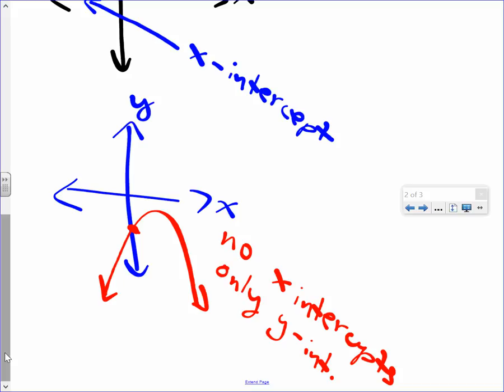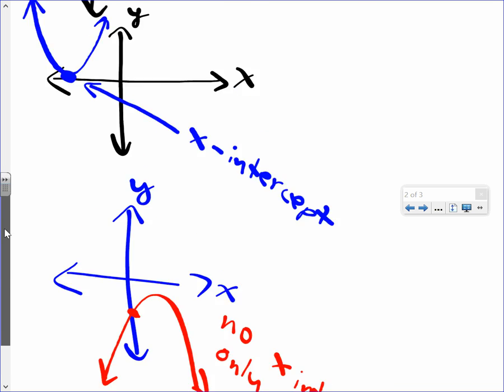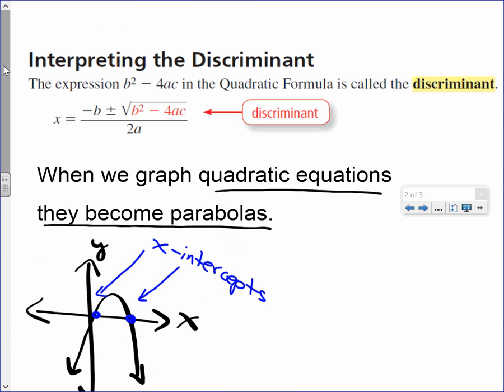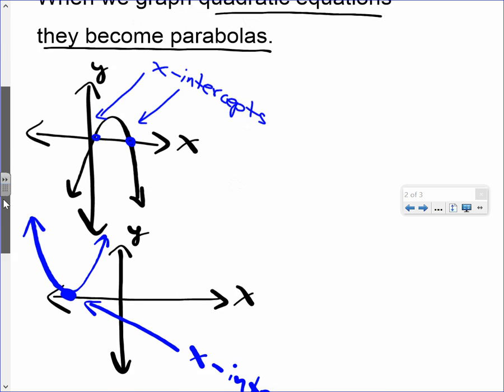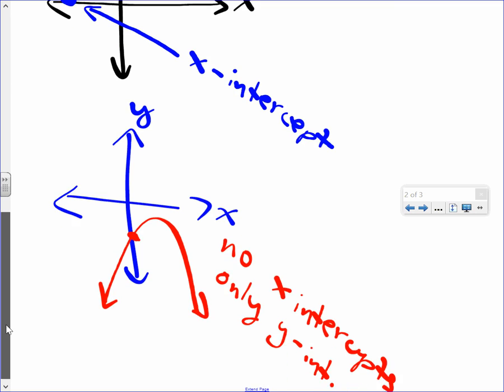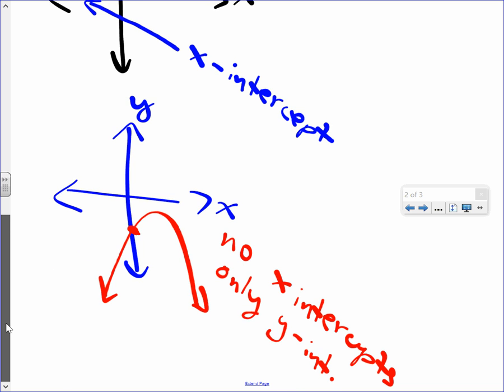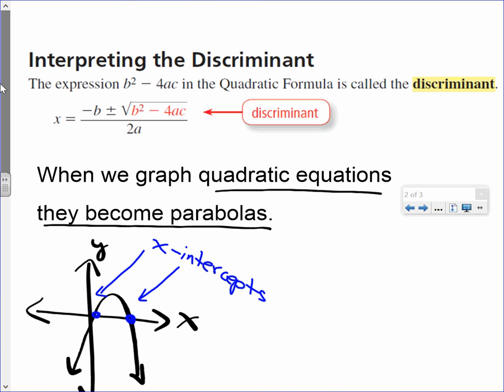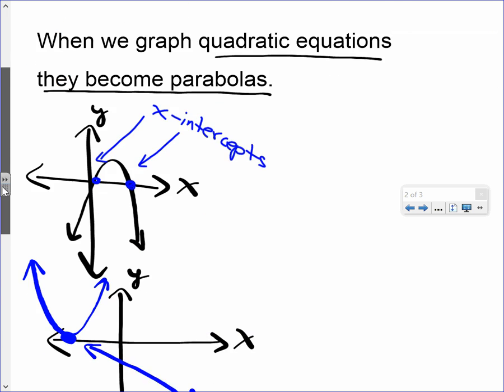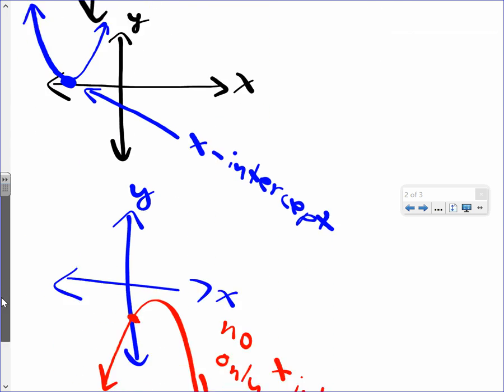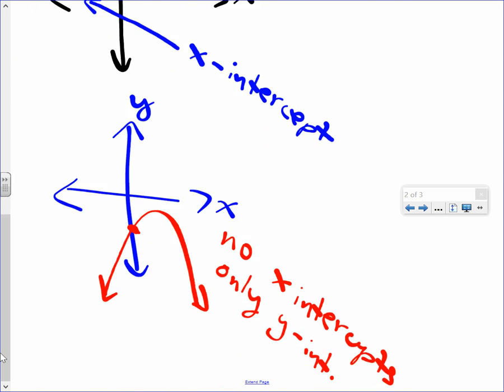Okay, now, here's a kicker. Those three situations are the main lesson. This discriminant, b squared minus 4ac, will tell us what situation we're dealing with. Is it a parabola that's crossing twice? Is it a parabola that's crossing once? Or is it a parabola crossing no times? That's what this discriminant is all about. It helps us discriminate between equations that cross twice, once, or 0 times. And that's the end of our notes. Check it out.